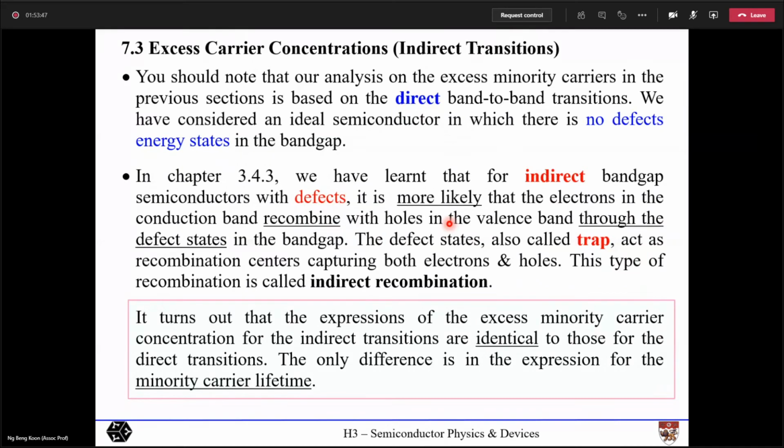But of course, in a practical case, you do get some defects in the semiconductor, and in some instances you might find that the defect states are a lot. In fact, they could dominate this transition process. So if the defects are a lot, the transition may actually go through the defect states. Then you get indirect recombination instead of direct recombination. And in such cases, the question you may ask is, how would the analysis of the excess carrier change in the two non-equilibrium conditions that we talked about?